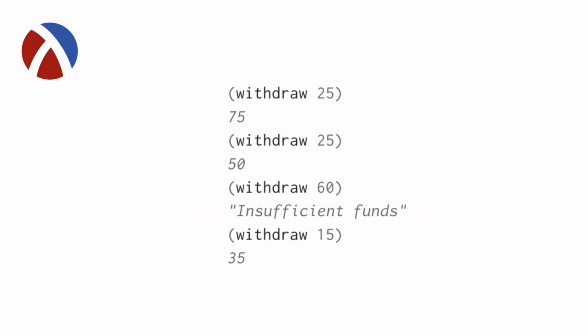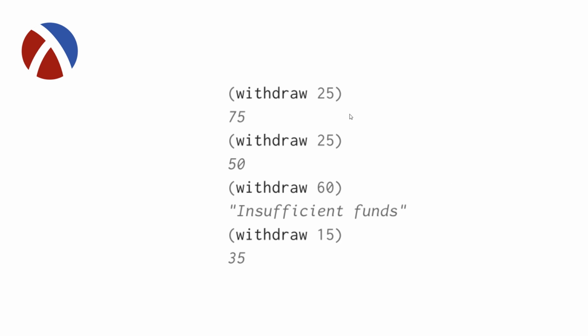So one of the first things they show us is 4 calls to the withdraw procedure. The first 2 are passed 25, the third is passed 60, and the fourth is passed 15. And you'll note that for each of the 4 calls to withdraw, we get a different result, which is completely different to anything we've seen up until this point.